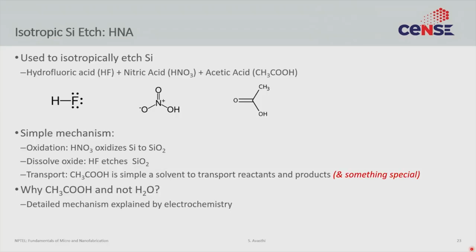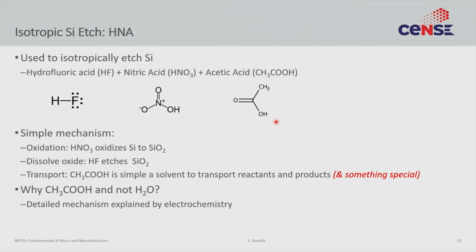So, the first etch that we shall talk about today is the isotropic silicon etch. It is also colloquially called H&A etch. The H here stands for hydrofluoric acid, which is this. Then nitric acid stands for N, which is this, and then of course acetic acid, which is the diluent.